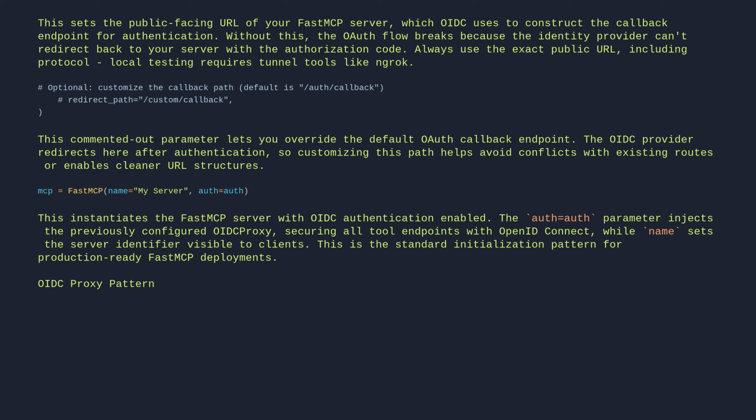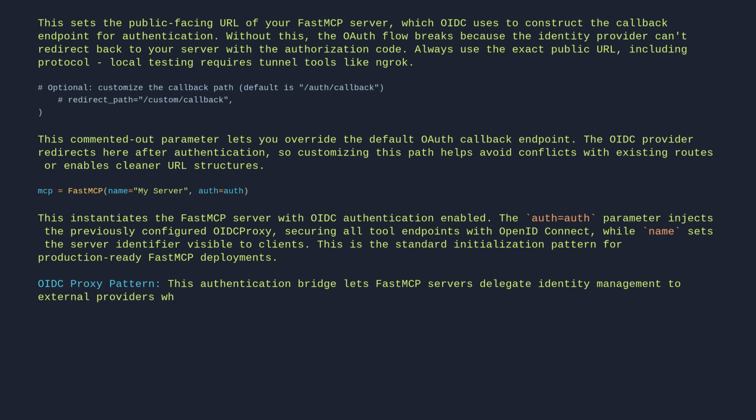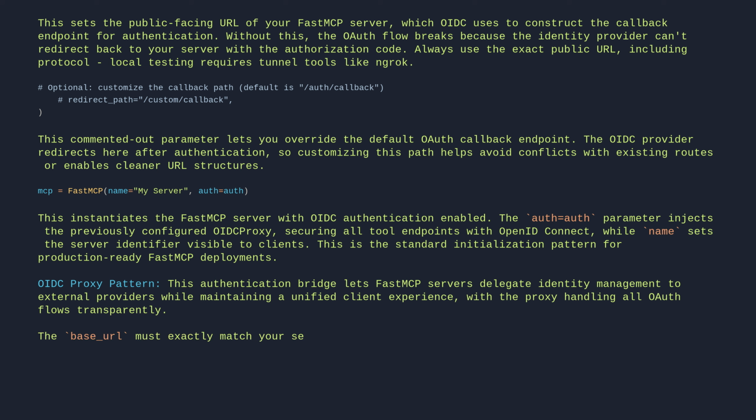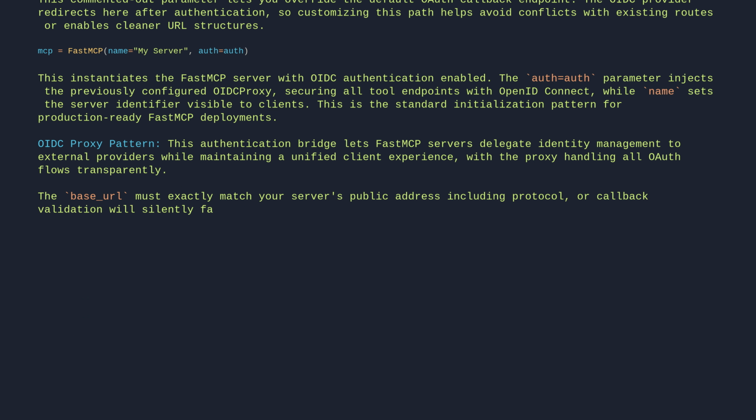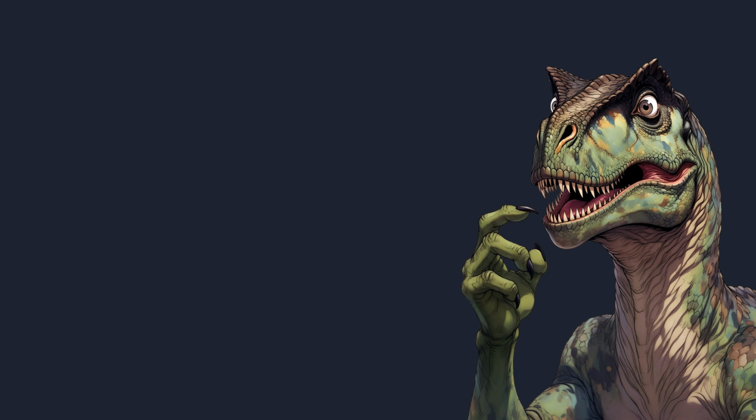The OIDC proxy pattern. This authentication bridge lets FastMCP servers delegate identity management to external providers while maintaining a unified client experience, with the proxy handling all OAuth flows transparently. The base URL must exactly match your server's public address, including protocol, or callback validation will silently fail. Always test with your provider's token debugger before production deployment. The proxy that knows no users authenticates all users.